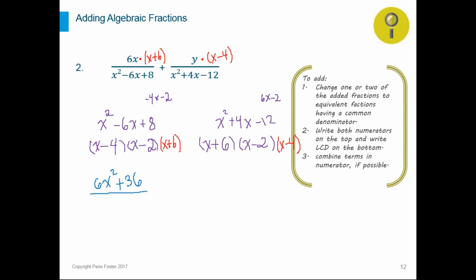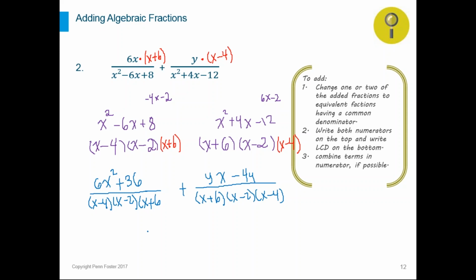The denominator will be the LCD, which is going to be a long LCD: x minus 4 times x minus 2 times x plus 6. Plus, I'm adding that to another fraction. That fraction, of course, will have the same LCD. The numerator for the second one would be yx minus 4y.